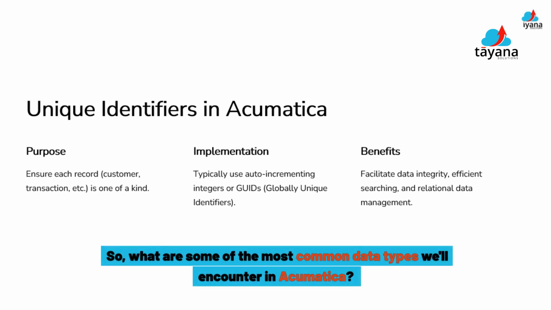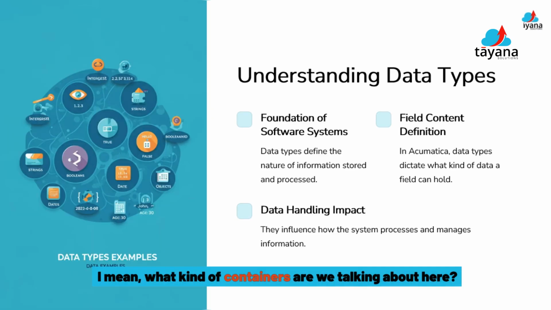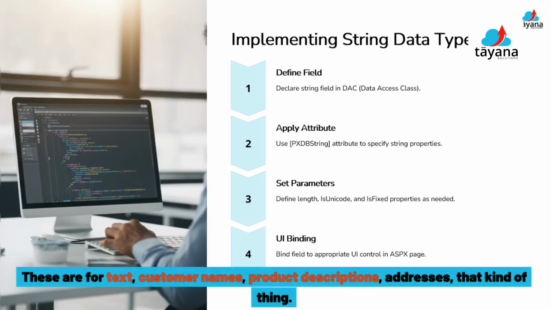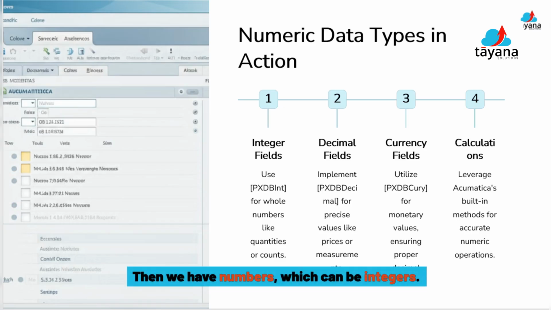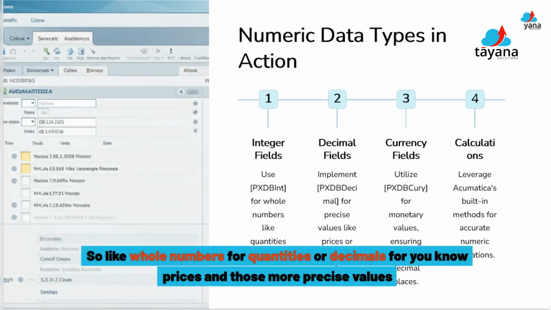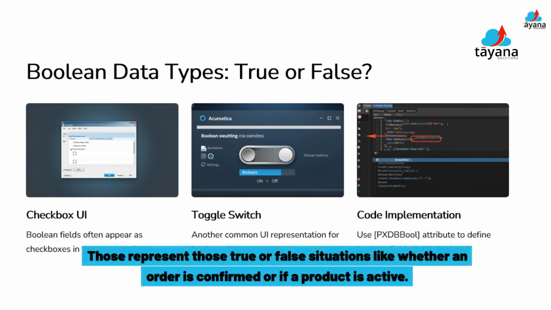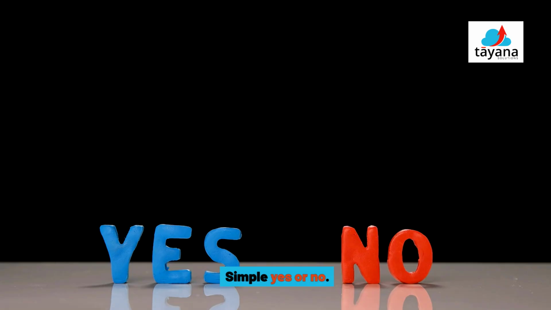So what are some of the most common data types we'll encounter in Acumatica? I mean, what kind of containers are we talking about here? Well, you'll see strings all the time. These are for text: customer names, product descriptions, addresses, that kind of thing. Gotcha. Then we have numbers, which can be integers, so whole numbers for quantities, or decimals for prices and those more precise values. Makes sense. We also have Booleans. Those represent true or false situations, like whether an order is confirmed or if a product is active. Right, simple yes or no.